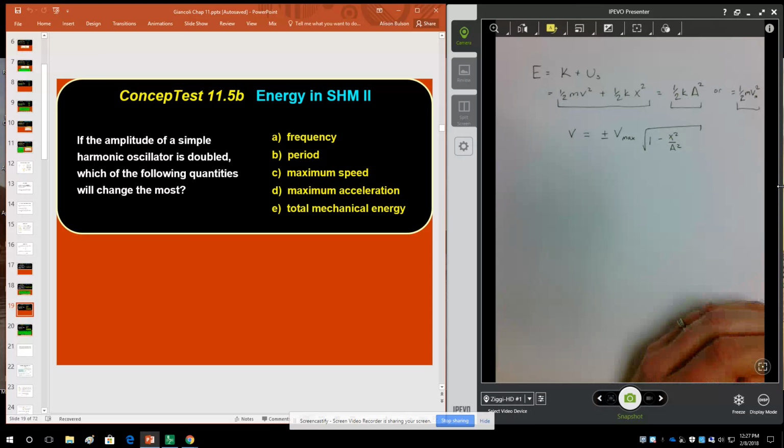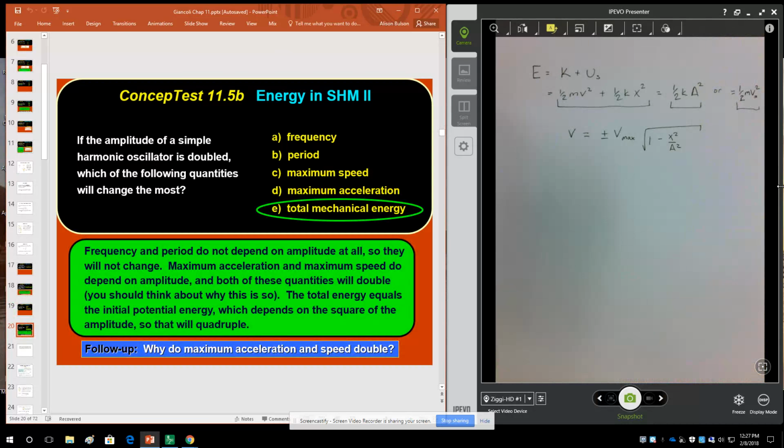If the amplitude of a simple harmonic oscillator is doubled, which of the following quantities will change the most? This is a bit of a trick question because we haven't talked about how frequency or period depends on the amplitude, but you might as well make a guess.